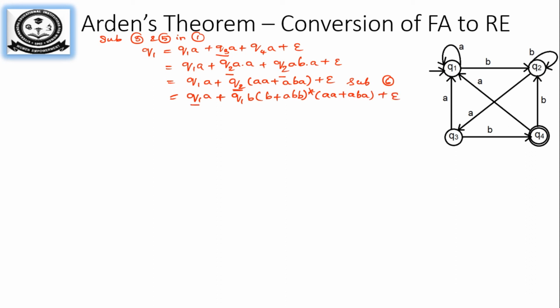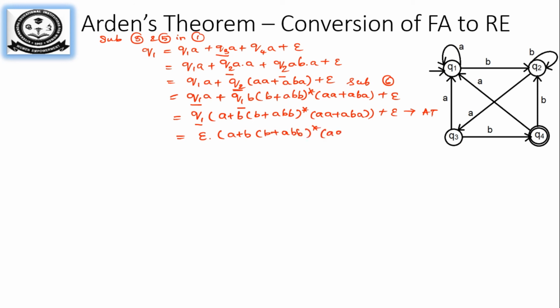Now Q1 is common in these two terms. We'll bring the common term outside. So Q1 A plus B, B plus ABB star AA plus ABA. We'll put a bracket here. Now this is in the form of Arden's theorem. So you can see this is the dot where I am standing is R, the remaining terms are P, and the last epsilon is Q. So when you write it by applying Arden's theorem, it is epsilon into A plus B, B plus ABB star A plus ABA whole star. Let me have this as equation number 7.